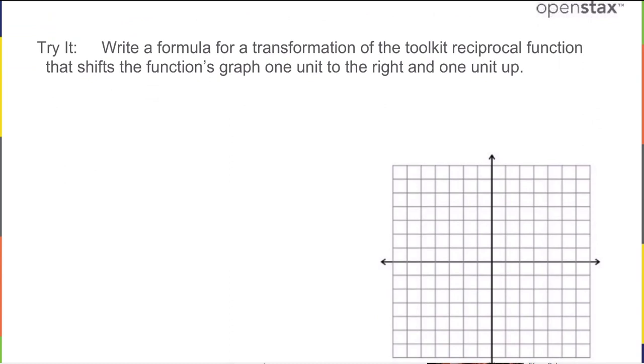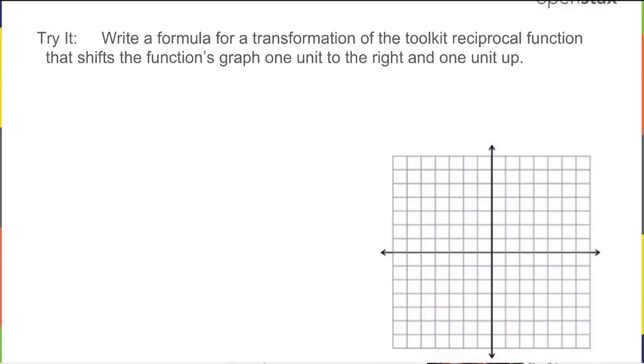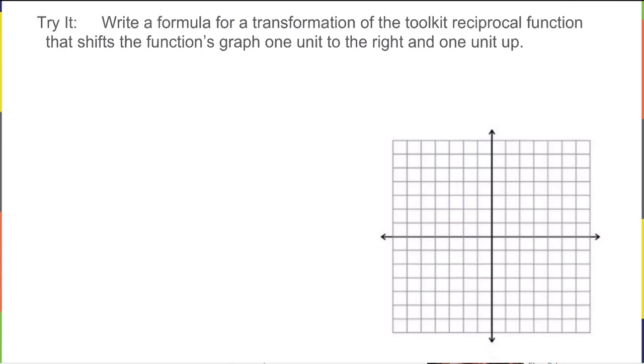Alright. So this one says, write a formula for a transformation of the toolkit reciprocal function that shifts the function graph 1 unit to the right and 1 unit up. So let me just remind you, this is the reciprocal function. So we want to go 1 unit right and 1 unit up. So pause and then come back when you're finished.